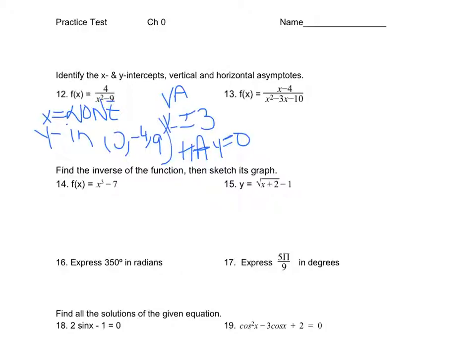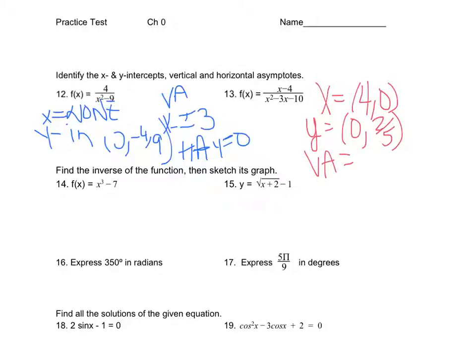Okay, so for 13, your x-intercept is 4, 0. Your y-intercept is 0, 2/5, and that's reduced. Your VA is x is equal to 5 and negative 2. And your HA is again y is equal to 0.